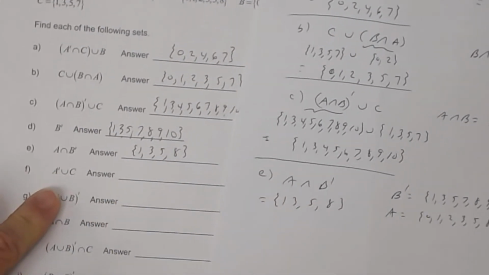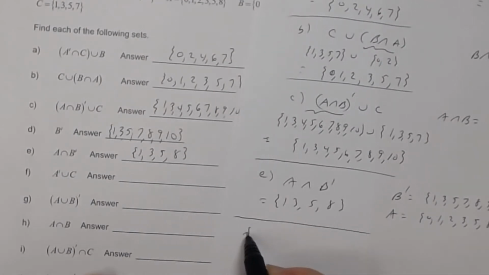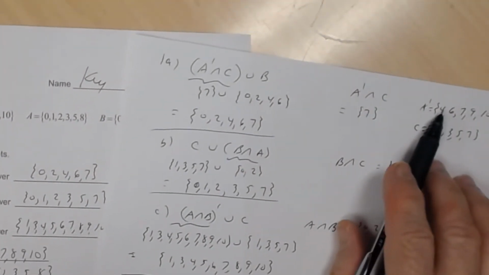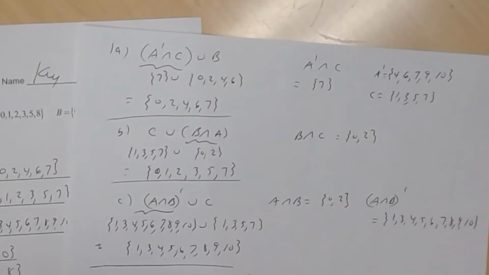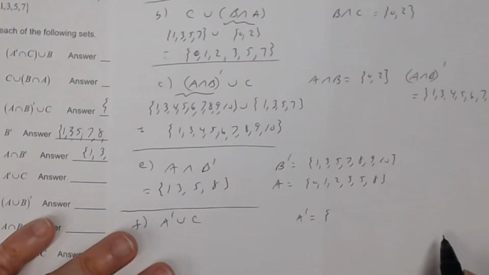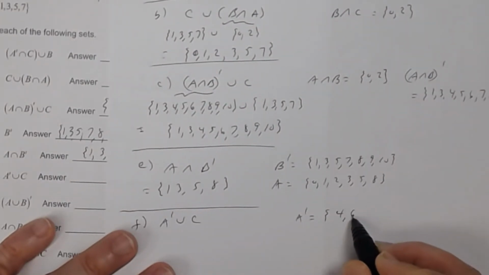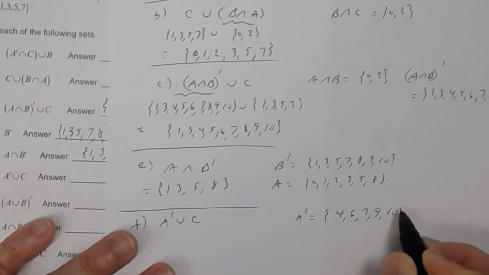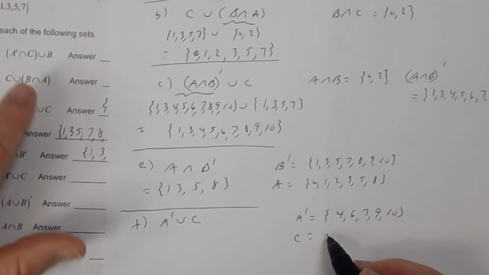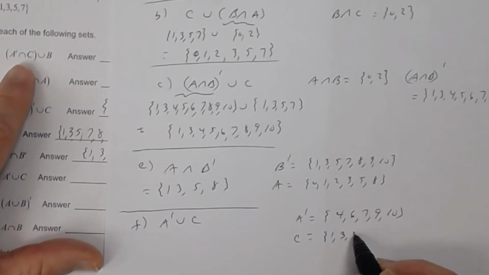All right, letter F. You want to find A complement union C. We found A complement earlier. That's this right here, so I'm going to go ahead and just list it. A complement is 4, 6, 7, 9, and 10. And then I want to union that with C, and C is 1, 3, 5, and 7.